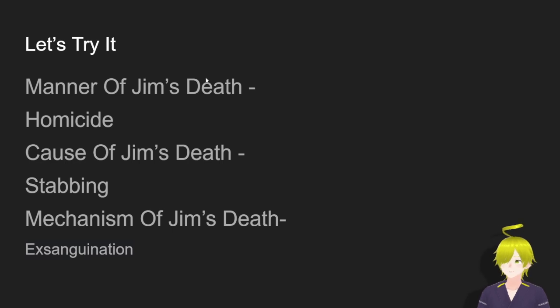Manner of Jim's death: it was a homicide. Cause of Jim's death: he got stabbed. Mechanism of Jim's death: exsanguination. You see why it's not very useful now. Doesn't mean anything.